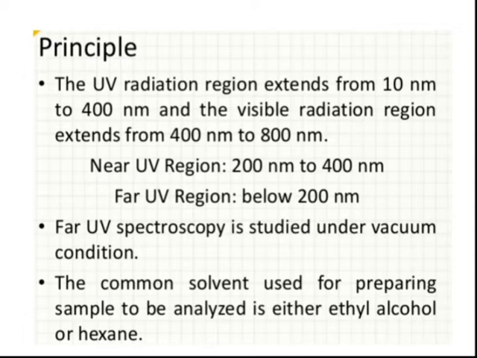The principle is written here. The UV radiation region extends from 10 nanometer to 400 nanometer, and the visible radiation region extends from 400 nanometer to 800 nanometer. Near ultraviolet region is 200 nanometer to 400 nanometer, and the far UV region is below 200 nanometer. Far UV spectroscopy is studied under vacuum condition. The common solvent used for preparing a sample to be analyzed is either ethyl alcohol or hexane. In the UV region, the useful solvent is ethyl alcohol or hexane.